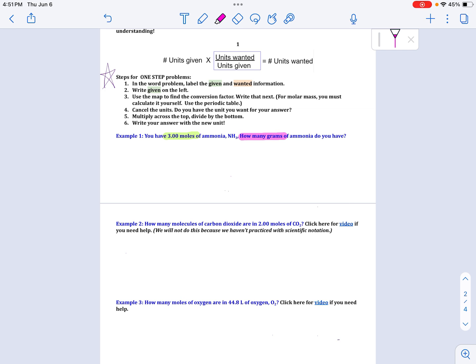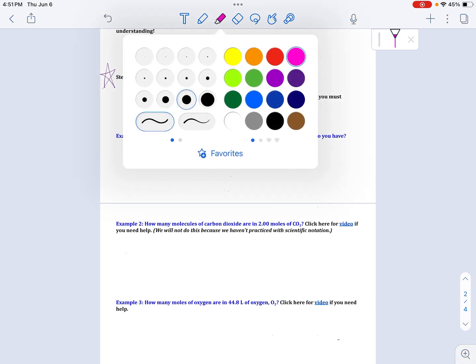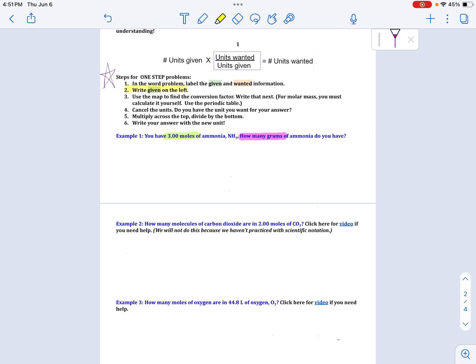So again, to read it, you have 3 moles of ammonia. How many grams of ammonia do you have? So it's the same ammonia, it's just 2 ways of measuring it. So that's the first step. The second step is to write the given on the left. So I'm literally going to copy this given, and I'm going to put the number and the unit.